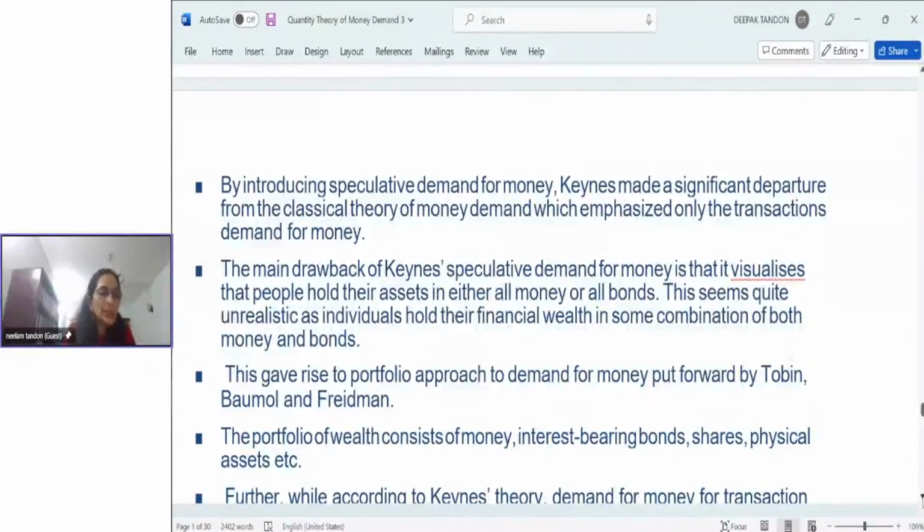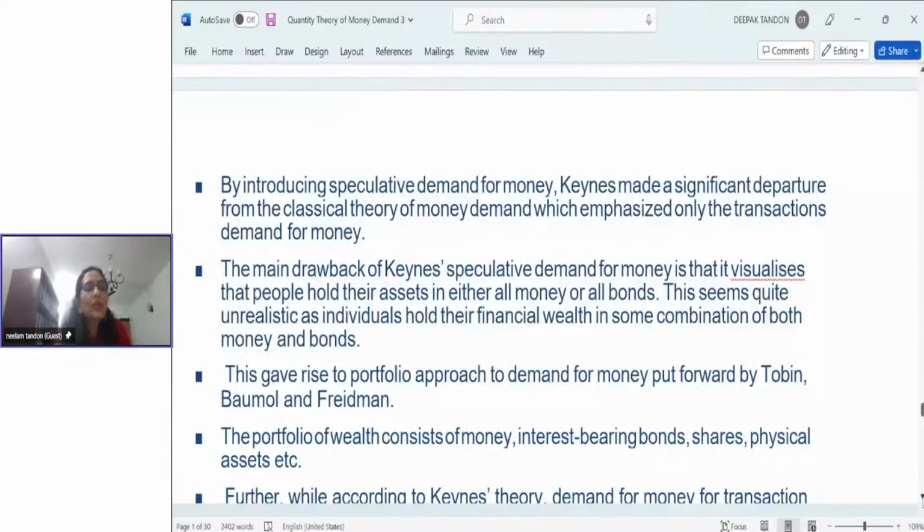So as we have transited from the classical to Keynesian to Baumol's theory, we have progressed from bonds to assets of 5 categories. We have taken care not only of risk, but we are talking about returns also. That is the progression in the theory of money demand over the period of time.